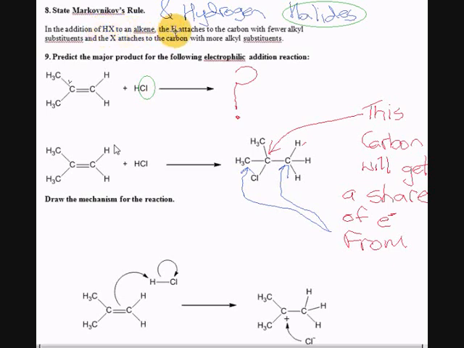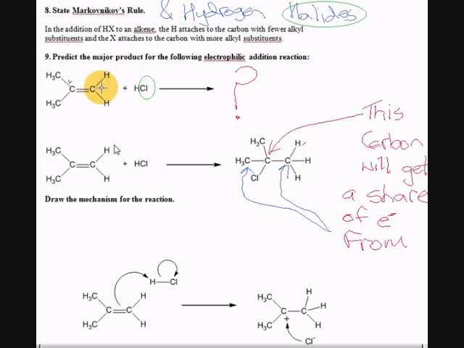Well, what it says here is that the hydrogen attaches to the carbon with fewer alkyl substituents, and the halide attaches to the carbon with more alkyl substituents. If you look at this, this carbon is the one with more alkyl substituents, and this carbon has the least amount of alkyl substituents. But a simpler way of stating that would be that the hydrogen attaches to the carbon that already has a lot of hydrogens attached to it. So it has a higher propensity to attract hydrogens. That's the key thing there.